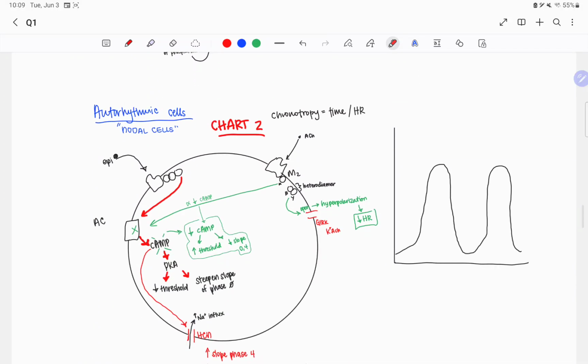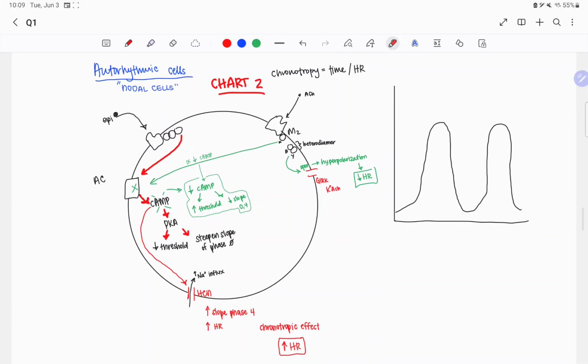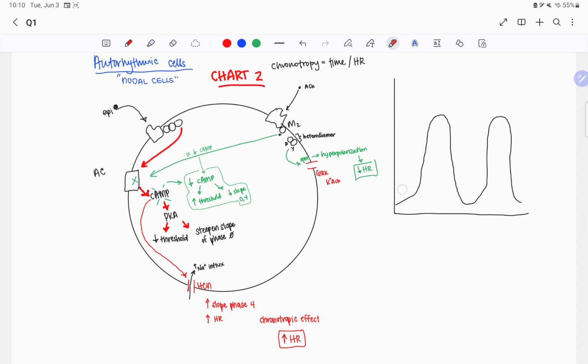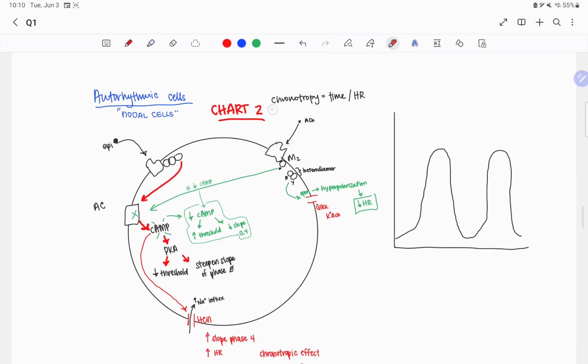So we're going to move on to the autorhythmic or the nodal cells now. And again, this is what those look like. Again, there's no RMP for these guys. They're just constantly going because of those HCN, If, whatever you want to call it, the funny channel. Those are just causing them to constantly depolarize as soon as they've repolarized. Okay, so these guys, we have two different things that are going on. And these are affecting chronotropy, the time or our heart rate, right?